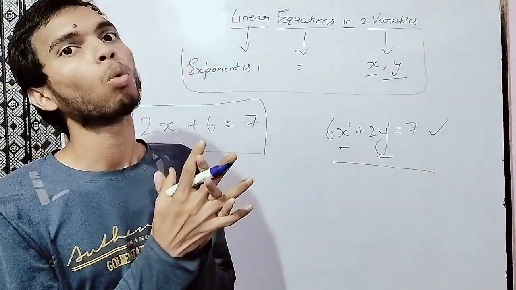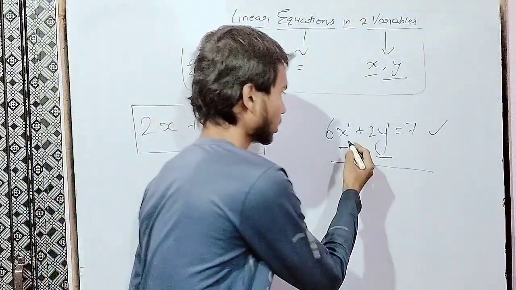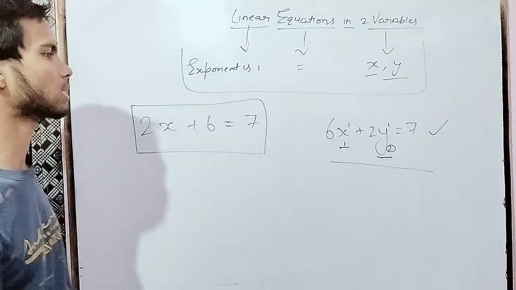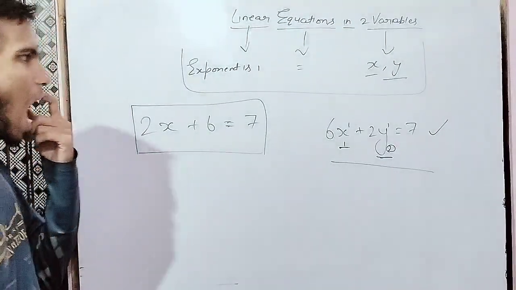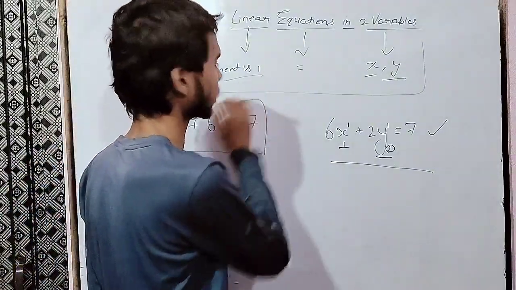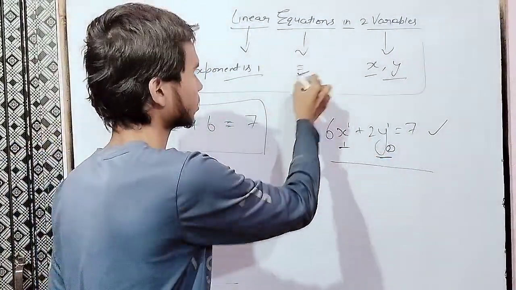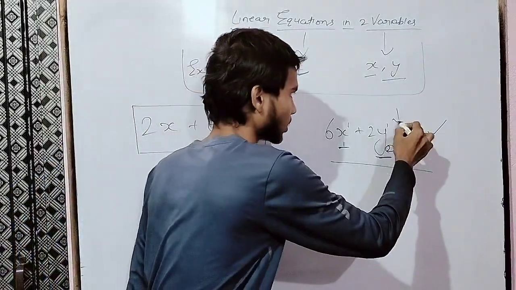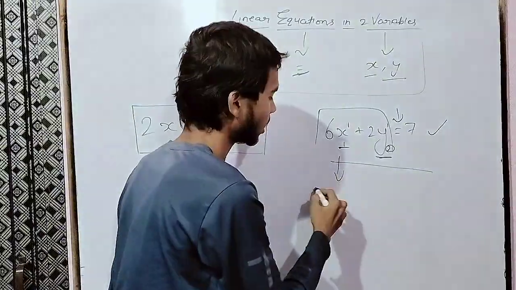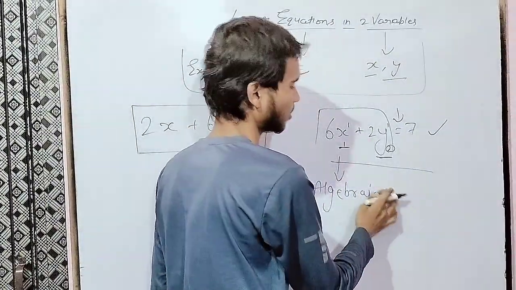Now this is a linear equation in two variables. How? X is the first variable, y is the second. Okay, now we have seen the exponent. Now the second equation. This is an equation. This side is an algebraic expression.